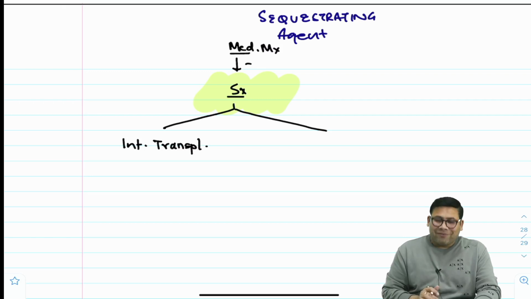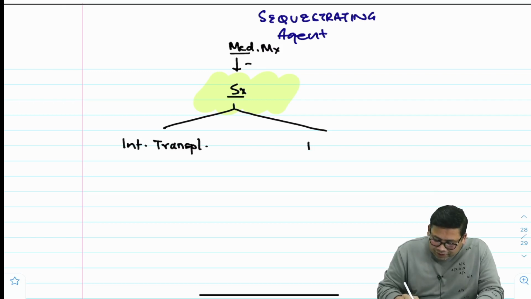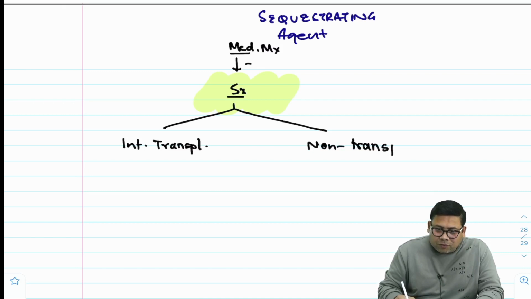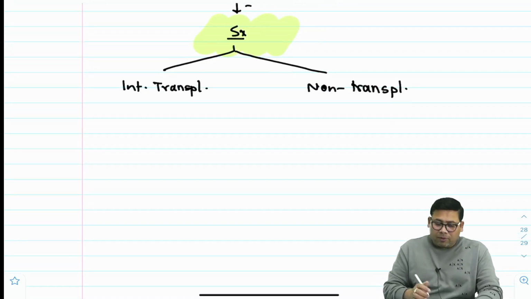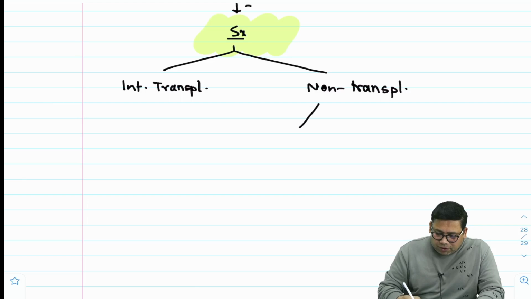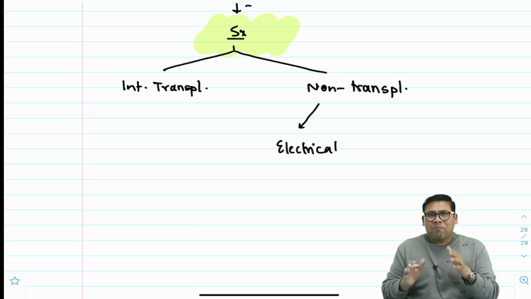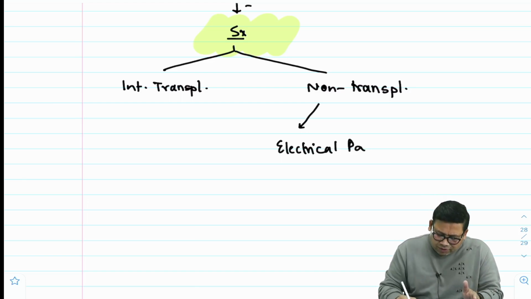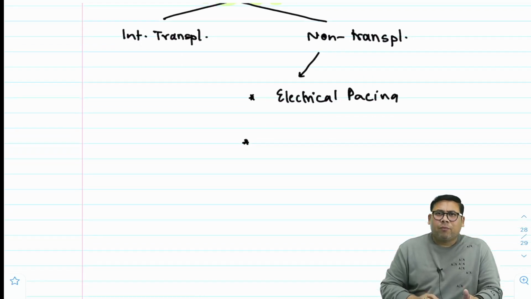And the other one is bowel lengthening. So non-transplant surgeries come under the concept of non-transplant. When we talk about transplant, that's okay. In non-transplant, we have electrical pacing, so you can electrically pace the gut. That is a bit more theoretical, and it's not very prominent.